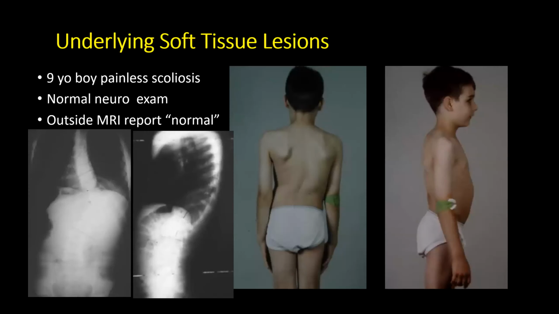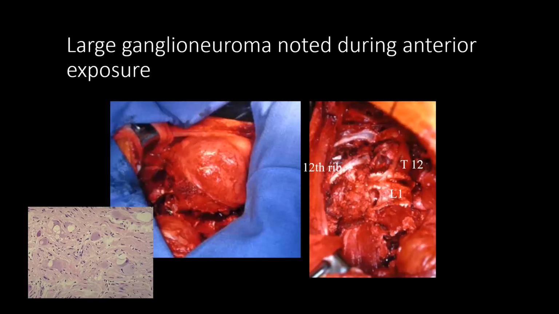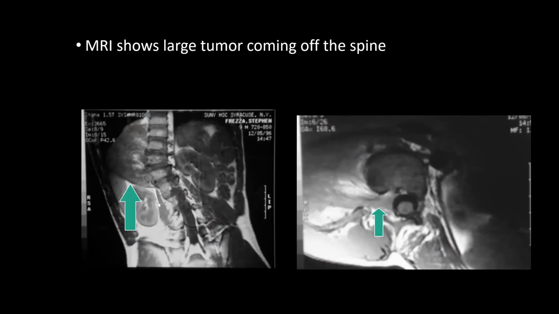And then underlying soft tissue lesions can cause problems too. This 9-year-old boy with atypical scoliosis had a normal neurological exam and had a, quote, normal MRI from outside. When we were actually doing this anterior release, you could see this large ganglioneuroma noted during anterior exposure. And then finally did get a chance to find the MRI. It showed this large lesion that was just misdiagnosed, a ganglioneuroma coming off the spine.